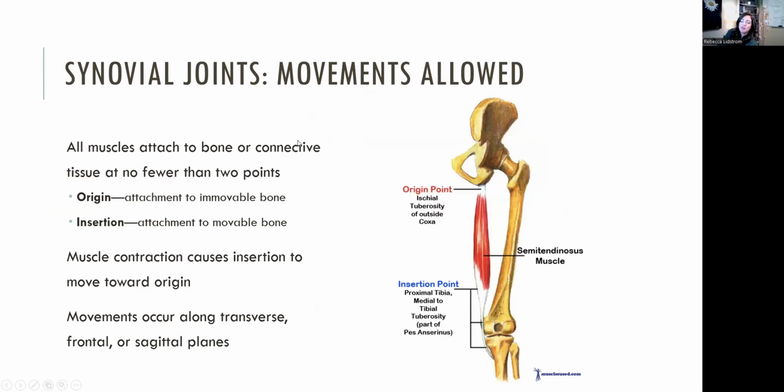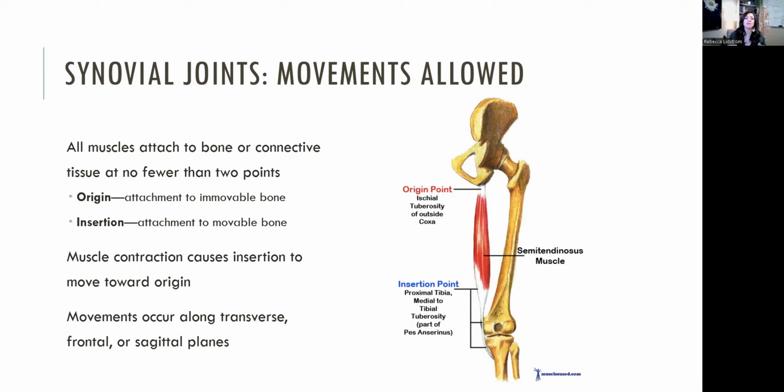So as far as the movements that happen at a synovial joint, we're going to start getting into muscles next. So it's important that we understand the connection points of muscles to bone. The first thing you need to understand, or the first rule, is that there is going to be an origin and an insertion point. An origination point is where a muscle originates from, and an insertion point is going to be the bone or the attachment point in which it inserts or attaches to.